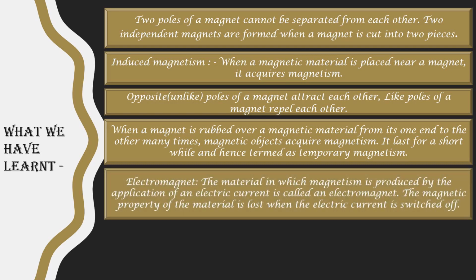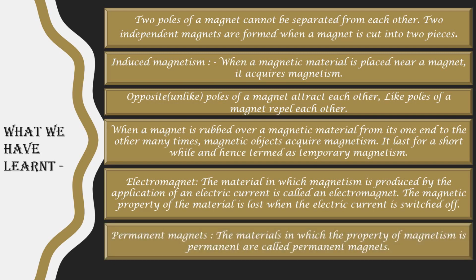The material in which magnetism is produced by the application of an electric current is called an electromagnet. The magnetic property of the material is lost when the electric current is switched off. And the materials in which the property of magnetism is permanent are called permanent magnets.